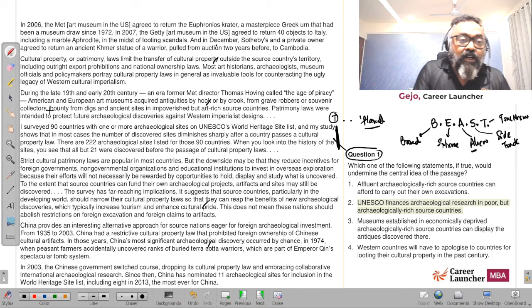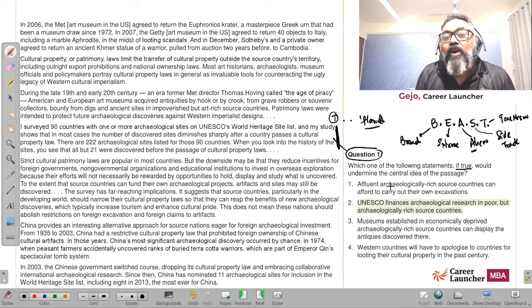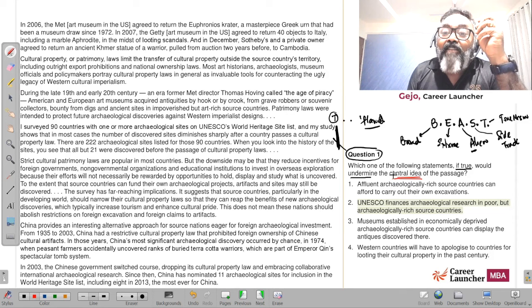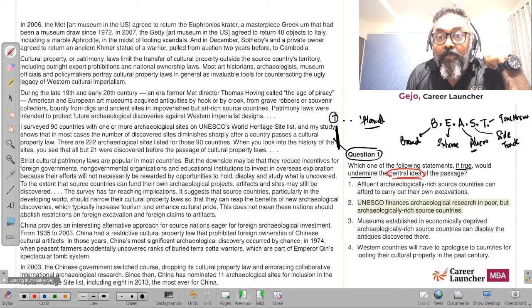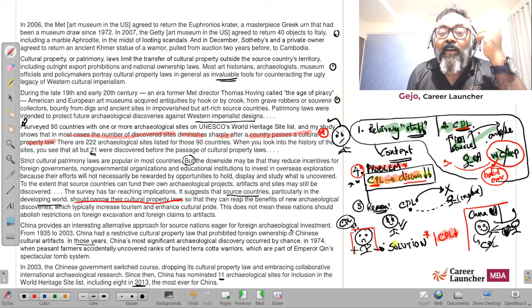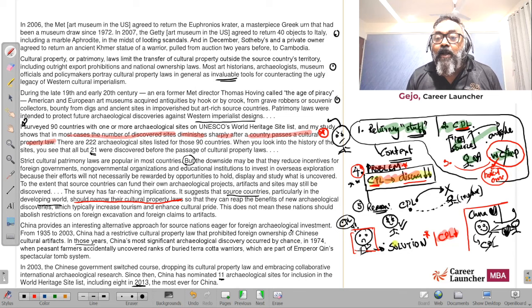Which of the following statements, if true, would undermine, which is weaken, the central idea of this particular passage? One of the first things you have to understand is what the central idea of this passage was. So even though this passage did not ask any global question, this question is indirectly asking whether you understood the central idea of the passage. We understood it: even after the CPL, this cultural property law, is introduced, discoveries are less. Those who don't have money are the losers, especially countries which do not have money. Why? Because people from outside are not coming.